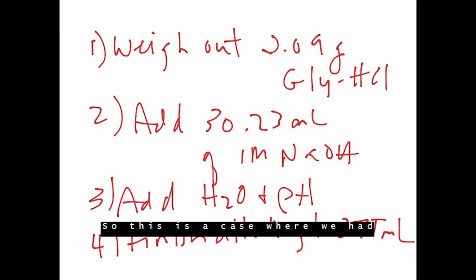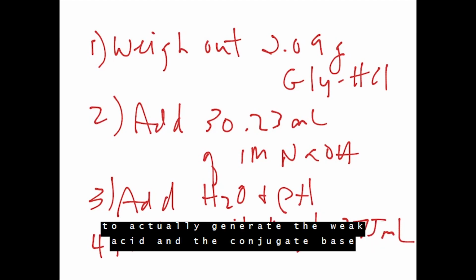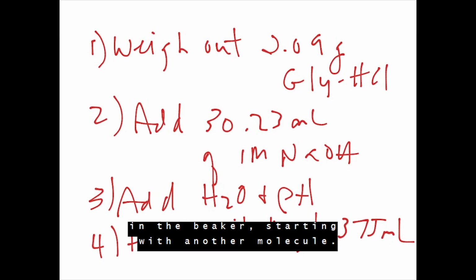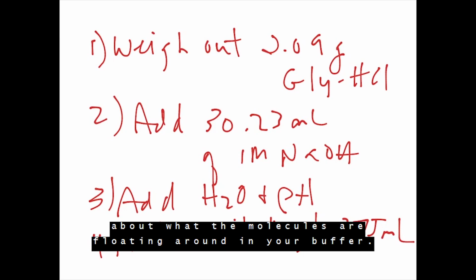So this is a case where we had to actually generate the weak acid and the conjugate base in the beaker, starting with another molecule. So it's the same math, but a different way to really think about what the molecules are floating around in your buffer.